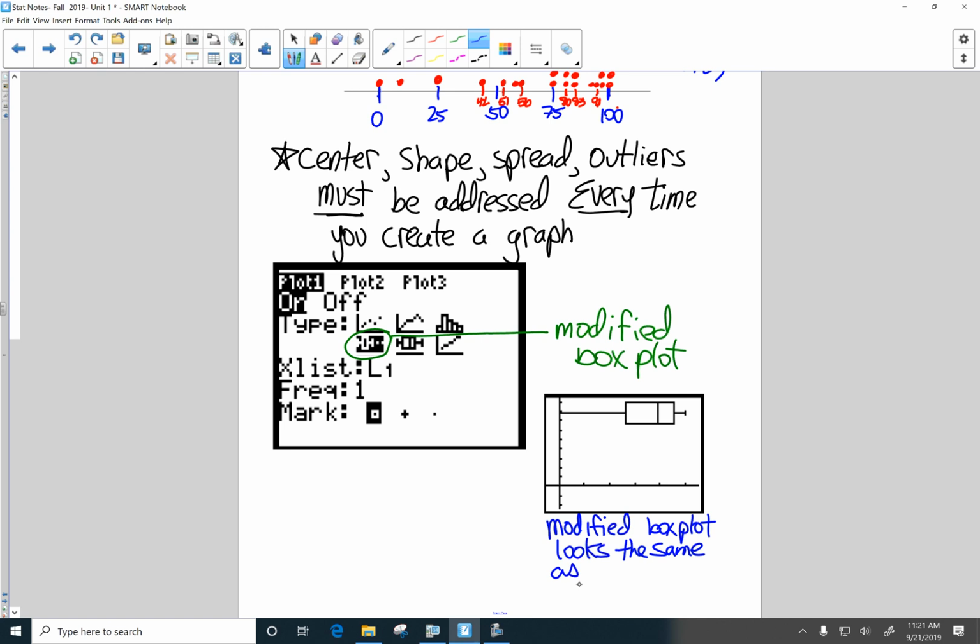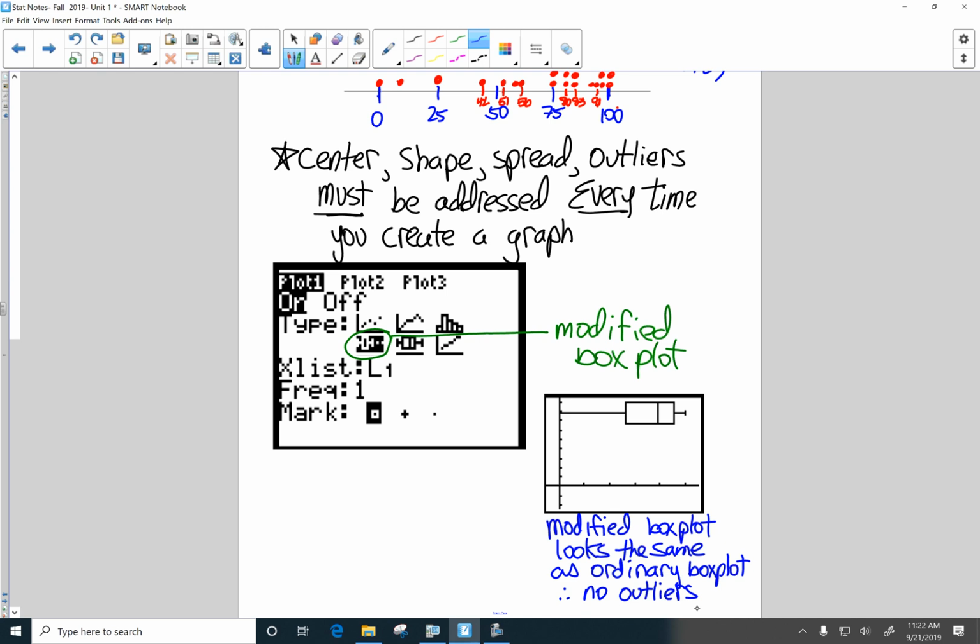You can just say box plot. If you don't have modified in front of it, it's okay. I'll say ordinary. I like that word. Therefore, 3 dots in the form of a triangle means therefore no outliers. If you had a loose dot show up, that would have represented an outlier. All right, so you would have seen a stray dot or two on the high side or the low side.